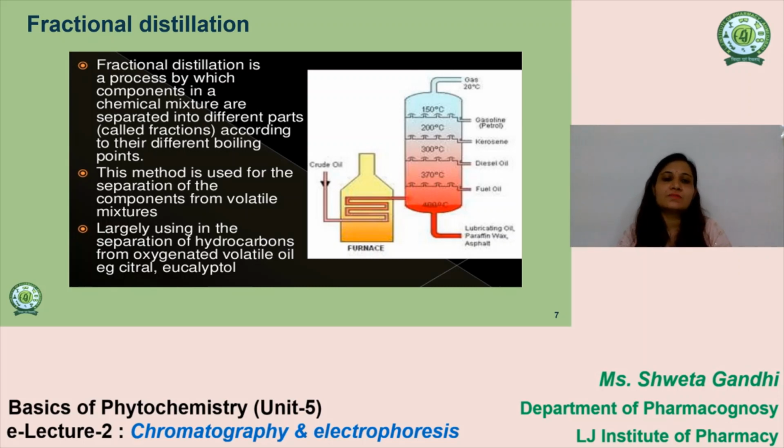What is the importance of this method? This method is widely used in the separation of volatile oils and aromatic oils, largely in the separation of hydrocarbons from oxygenated volatile oils. Examples: citral oil from citrus, eucalyptol oil from eucalyptus. You can also see the demonstration of fractional distillation in this figure. This is the furnace and this is the oil. This is the condenser where the substances are separated according to their boiling points.